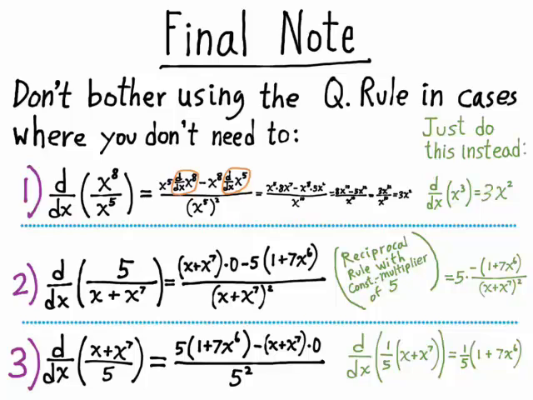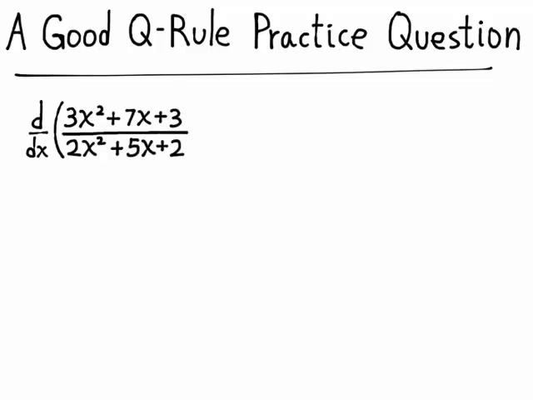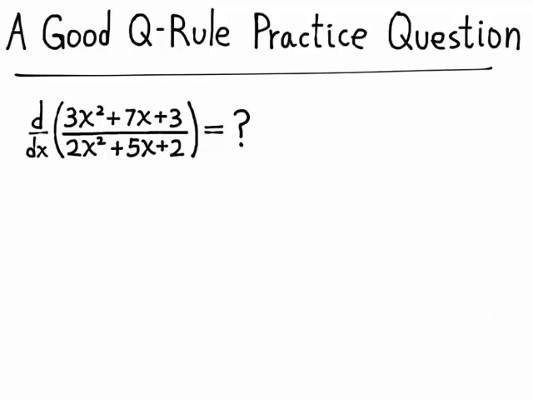All right, but here, for the purposes of giving you practice, is a good example. Here's a problem where you really benefit from having the quotient rule. If you had to differentiate 3x squared plus 7x plus 3 divided by 2x squared plus 5x plus 2, what is the answer?